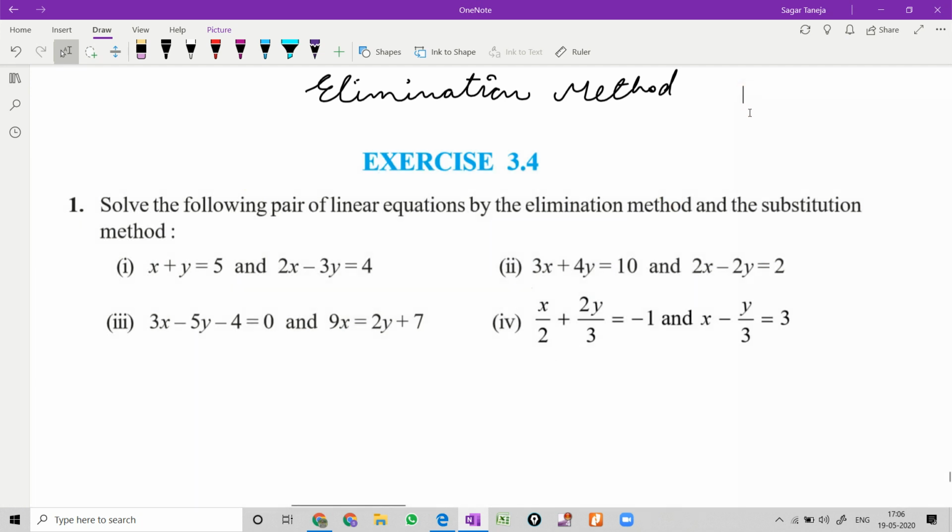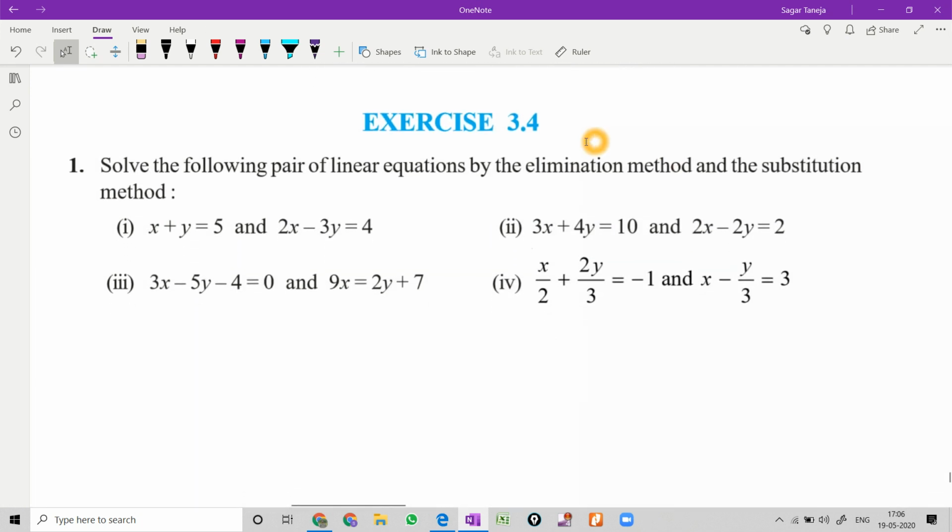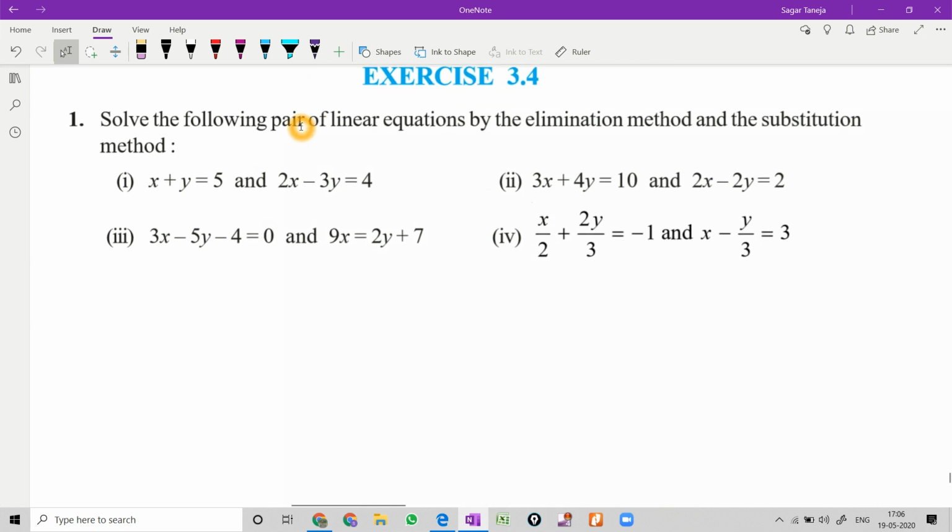Yes. So starting with exercise 3.4, where it is written: solve the following pair of linear equations by elimination method and by substitution method. So each and every part of this question you have to solve by elimination also and by substitution also. Okay, so that you can compare the methods and you can easily understand what is the difference between the two.